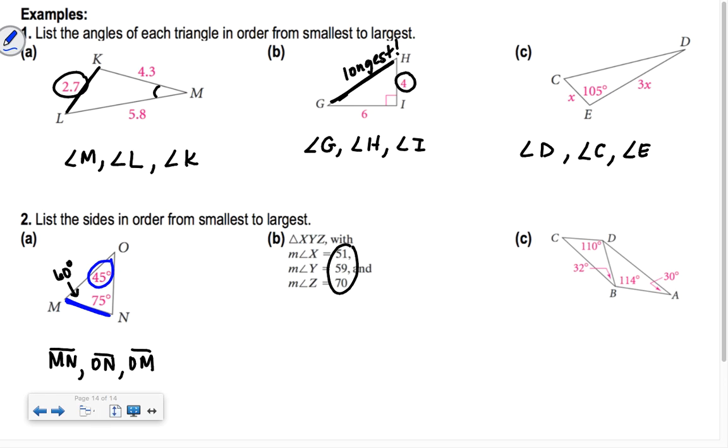So if I have angle X, what side will be across from it? YZ. Does that make sense? So you could draw the picture if you need to. But we're going to say YZ, and then we have angle Y, so what's across from it? XZ, and then angle Z, XY. Perfect.